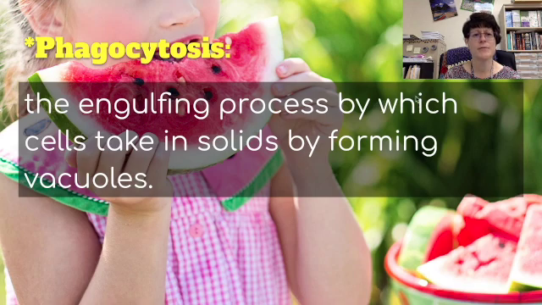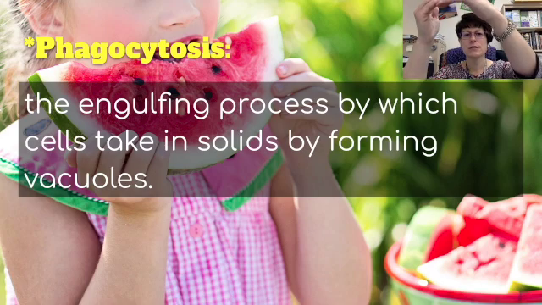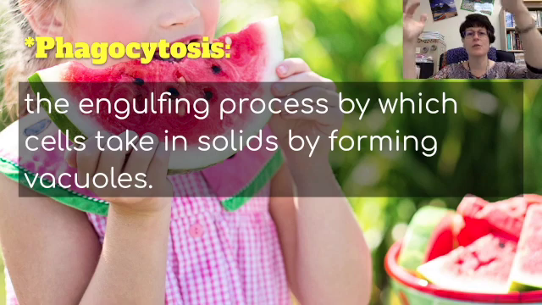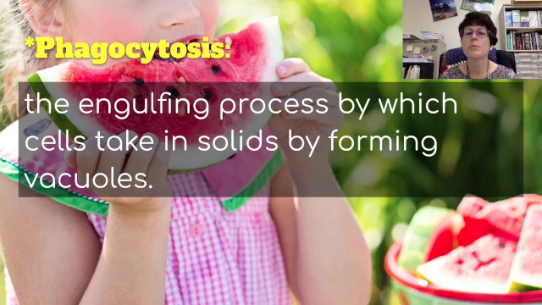And the first type of endocytosis I want to talk about is called phagocytosis. This is the engulfing process by which cells take in solids by forming vacuoles. So phagocytosis basically is, we call it cellular eating. It's going to engulf. Okay, and an amoeba, you will see this where they will actually extend out and surround the food particle that they are going to eat using phagocytosis.